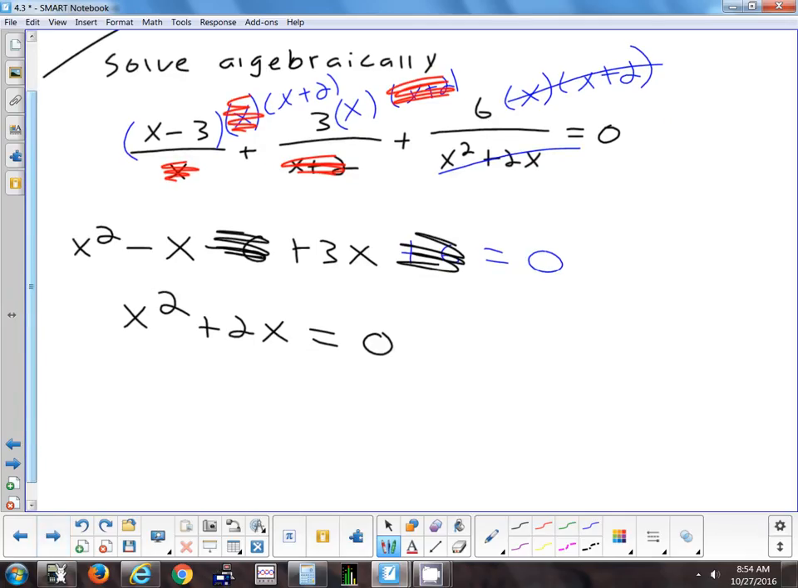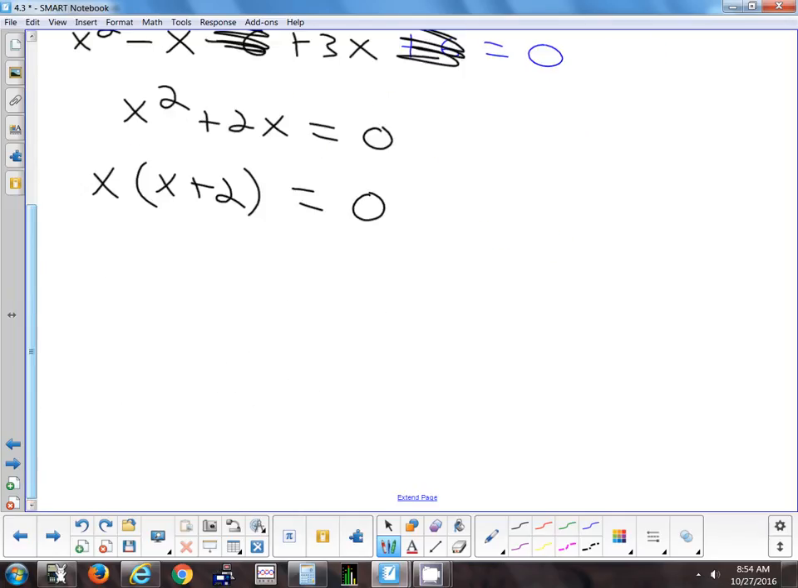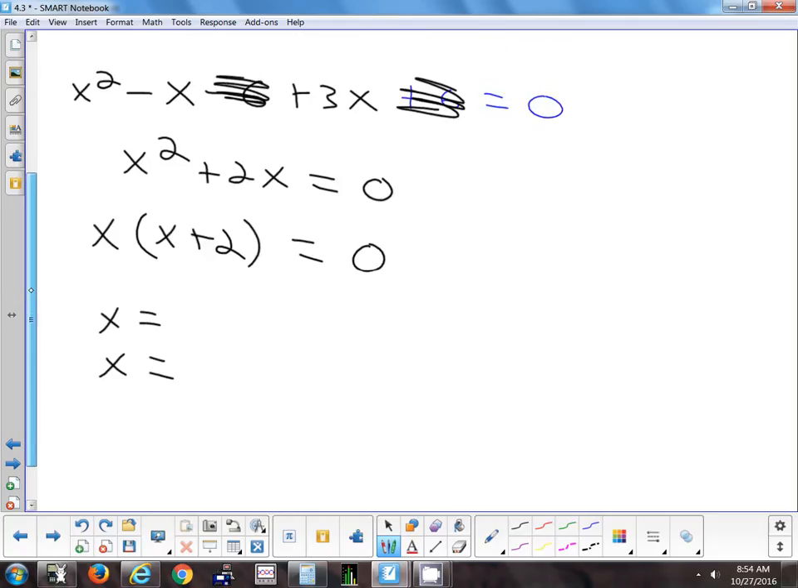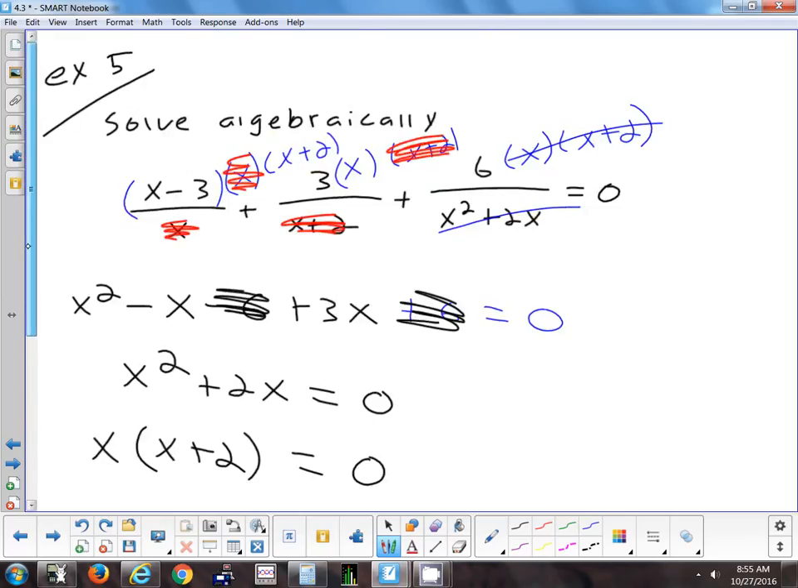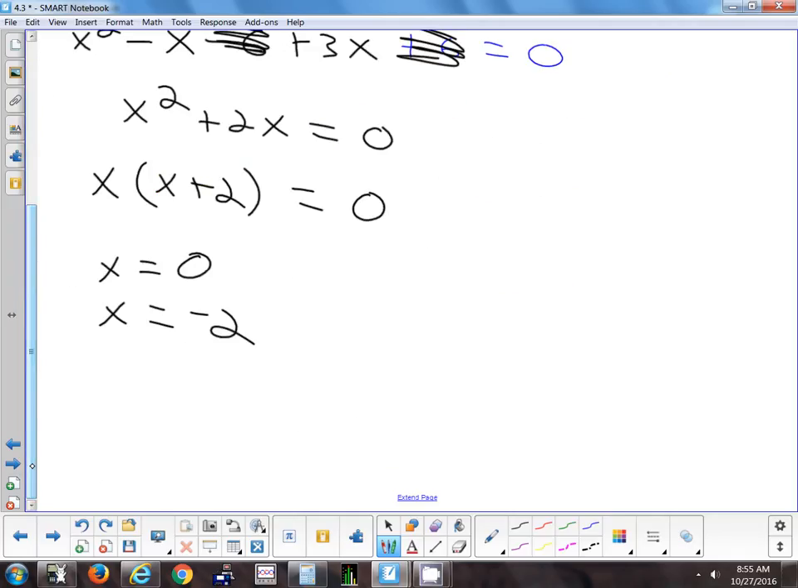Now I can do a simpler kind of factoring. Just take out what they have in common, which is x. And what does that leave me with? x plus 2. So what are my 2 roots? Before I circle them, I'm going to go back up and check them. Can I use 0? No, can't use 0. That would be a divide by 0. I can't use negative 2. That would be a divide by 0. So both answers are extraneous. This problem has no solution.